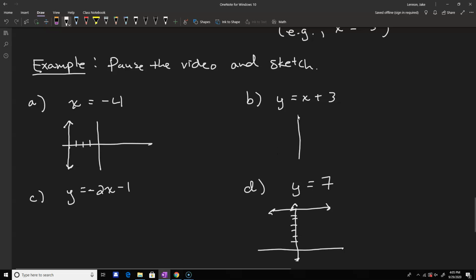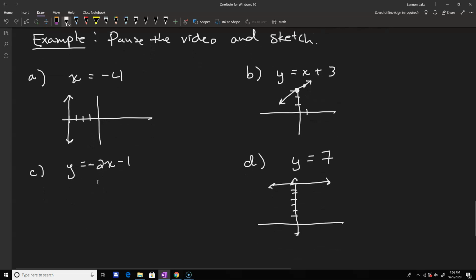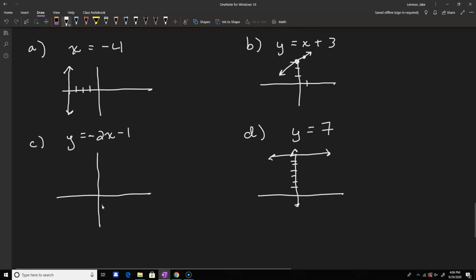Okay, then for B we have y equals x plus 3. So we hit the y-axis at 3, and then we would go up 1 over 1. So up 1 over 1 would lead us to this point. So we would get a graph something like this. And then for C, y equals -2x minus 1. We would hit the y-axis at -1, and then -2 over 1 would mean down 2 and right 1. So we would go down 2 and right 1 from that point. So we'd get that point there. So that would be your rough sketch of the graph right there.